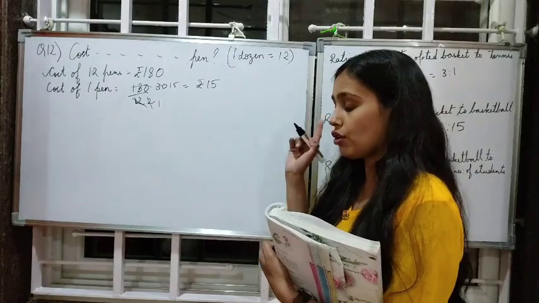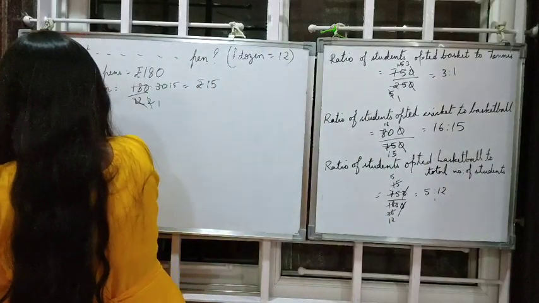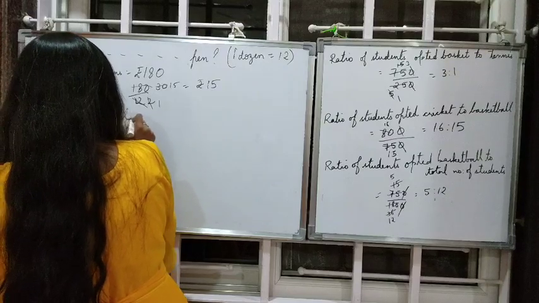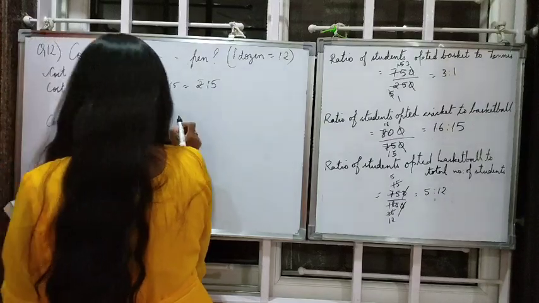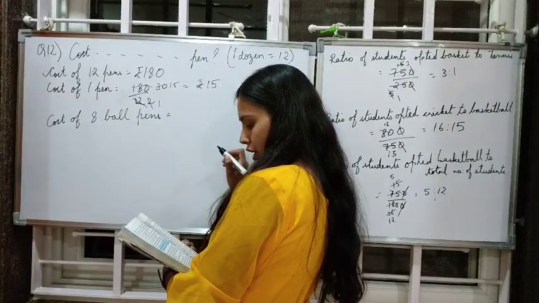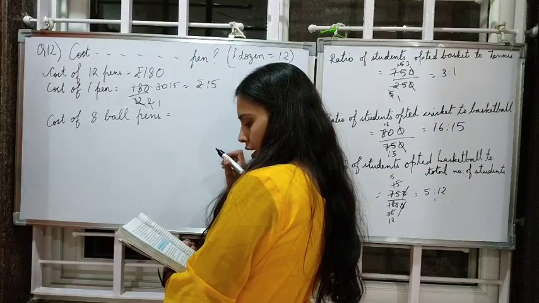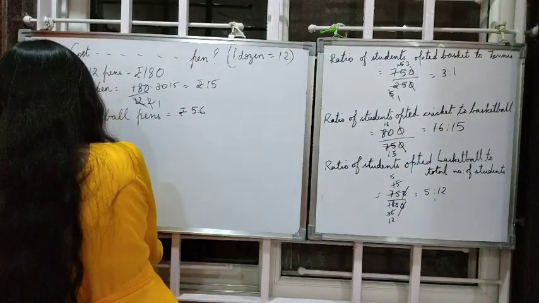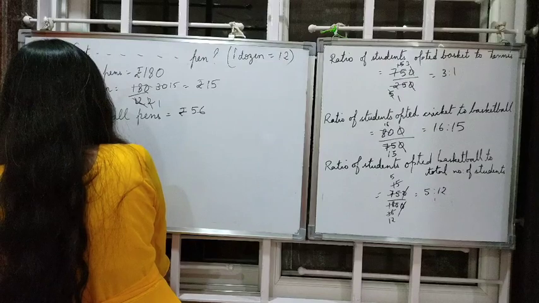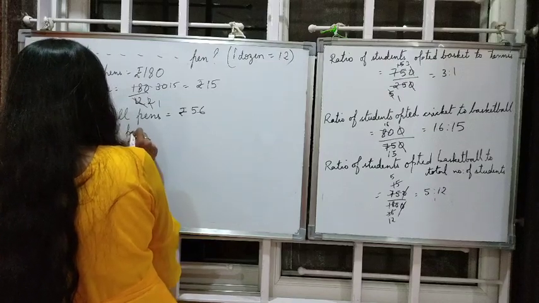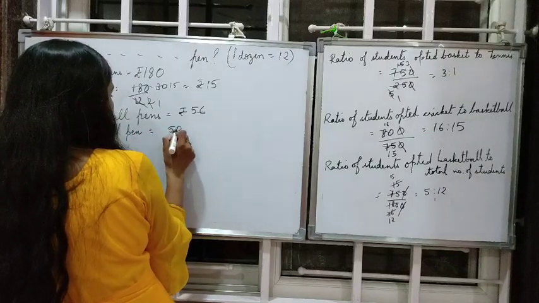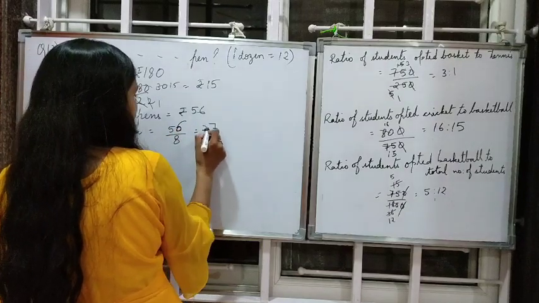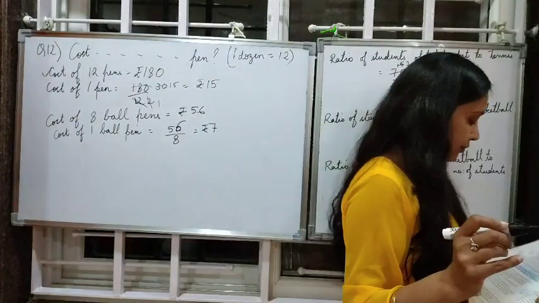Now what is given? The cost of 8 ball pens. Let's write it. The cost of 8 ball pens is rupees 56. Again we need to know the cost of one ball pen. Again the same thing we'll do, children. We will divide 56 by 8. That is rupees 7.